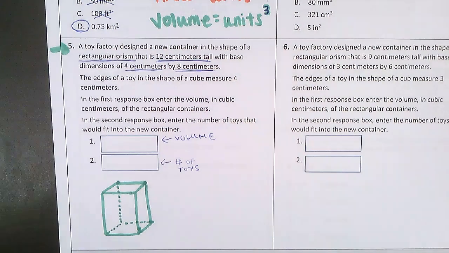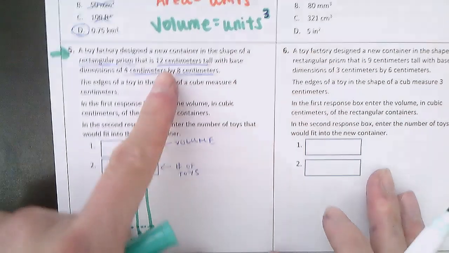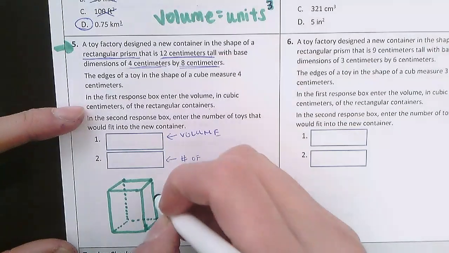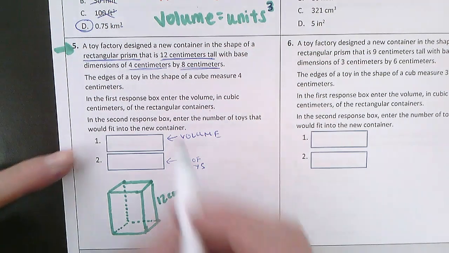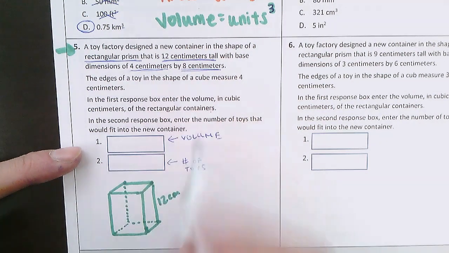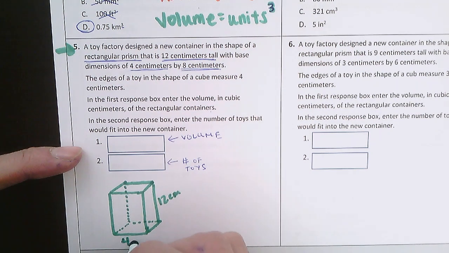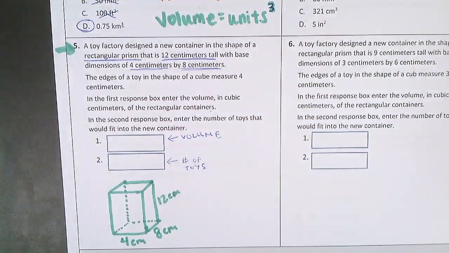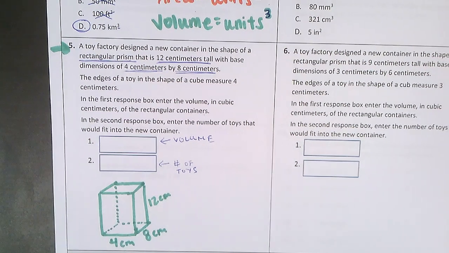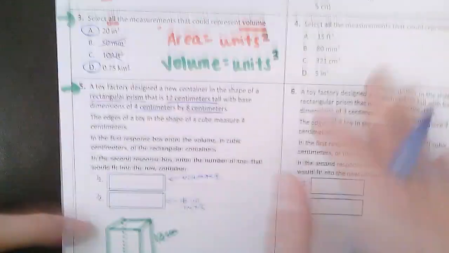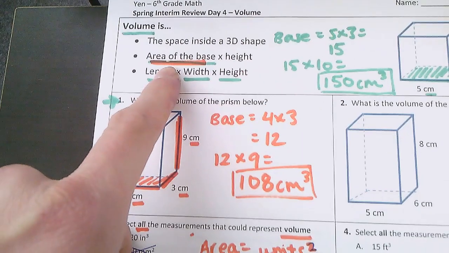And we can label our dimensions. It tells us up here that it's 12 centimeters tall, so we know that this side is 12 centimeters. That's how high it is. And then the dimensions of the base are 4 centimeters by 8 centimeters. So we're going to have a 4 here, and then an 8 here. First we have to figure out the volume of this rectangular prism container. And remember, volume is area of the base times the height.